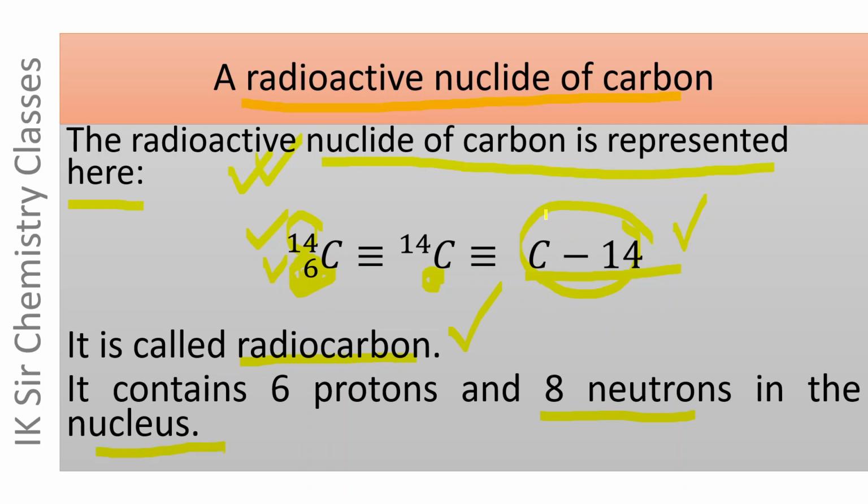C-14 is a nuclide of carbon characterized by the presence of 6 protons and 8 neutrons in the nucleus. It is radioactive and hence it is also called radiocarbon.